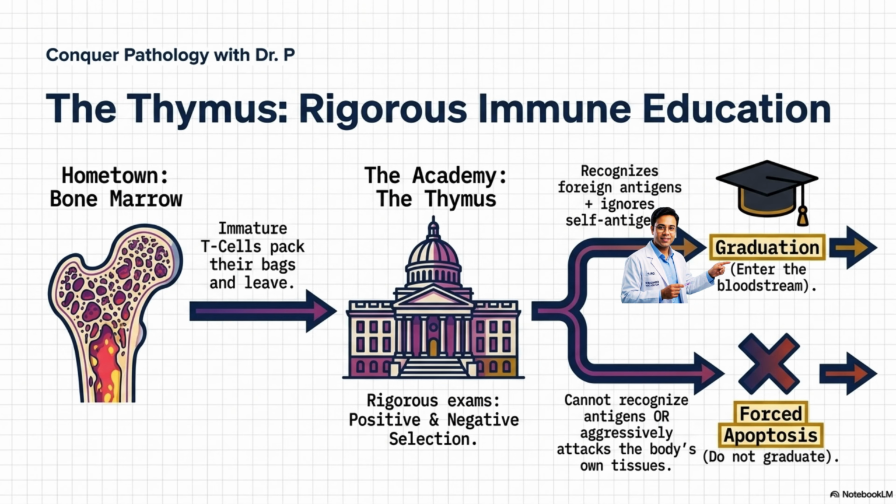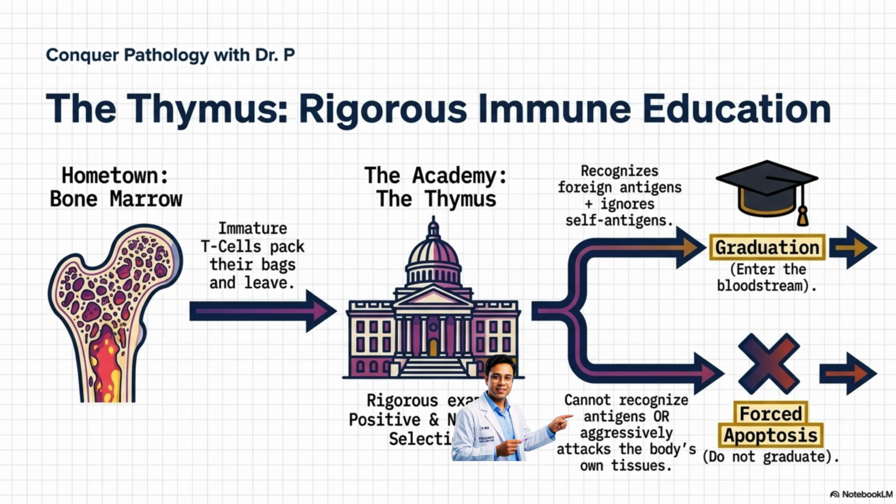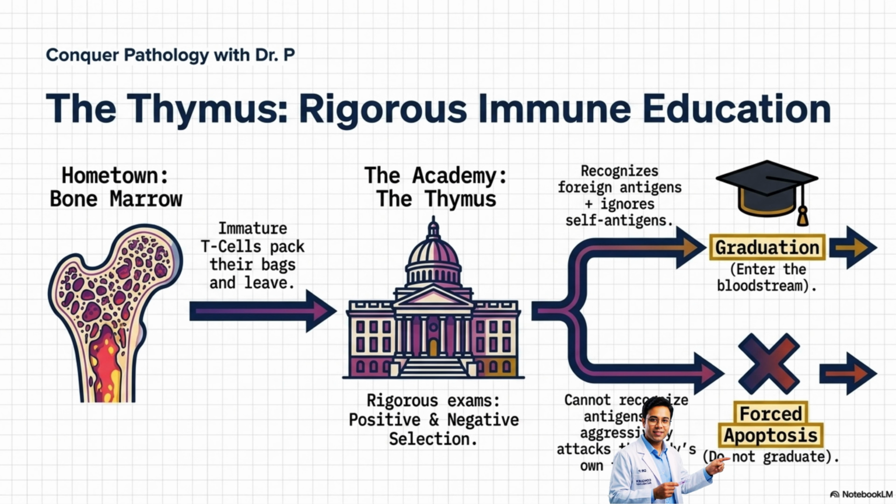To reach graduation and enter the bloodstream, they must pass rigorous exams known as positive and negative selection. If a cell cannot recognize antigens or aggressively attacks the body's own tissues, it undergoes forced apoptosis and does not graduate.